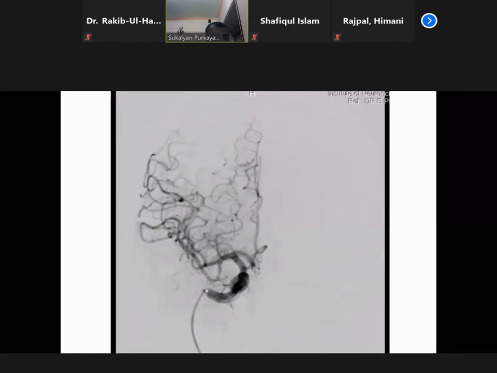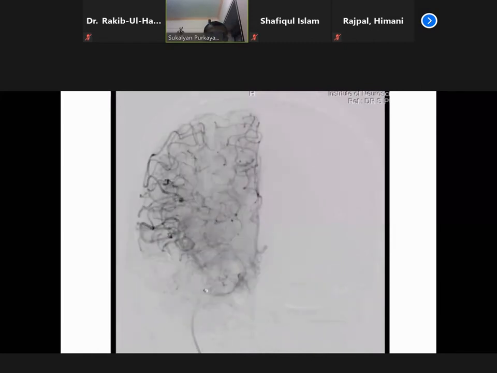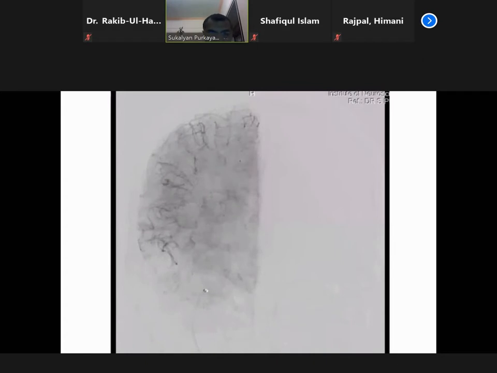And sometimes I also use Squid in combination with Onyx. First you try to form a plug with Onyx 18 and then continue with Squid 12. But if you heat Onyx, it percolates very nicely. So this is a complete occlusion of the arterial system.